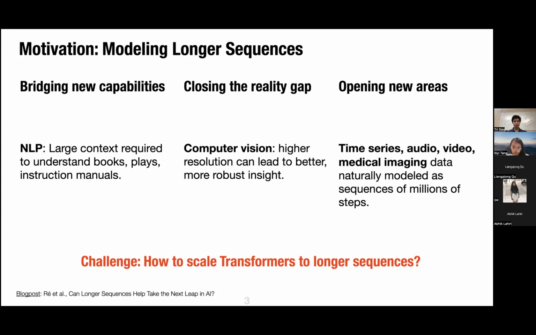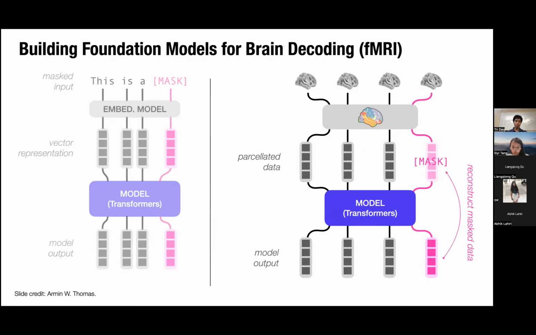The first, this is in collaboration with Armin at the psychology department. We're interested in building, for example, foundation models for brain decoding from fMRI readings. Surprisingly, you can use the same transformer model that's been used in natural language processing to build representations for brain decoding. And Armin has a great paper on this.